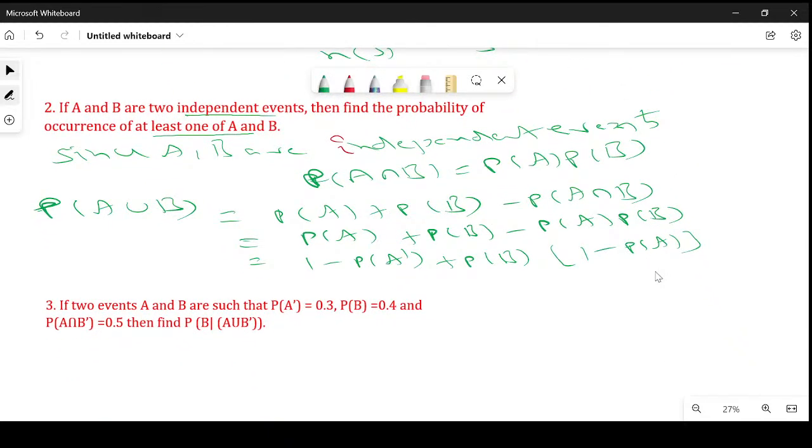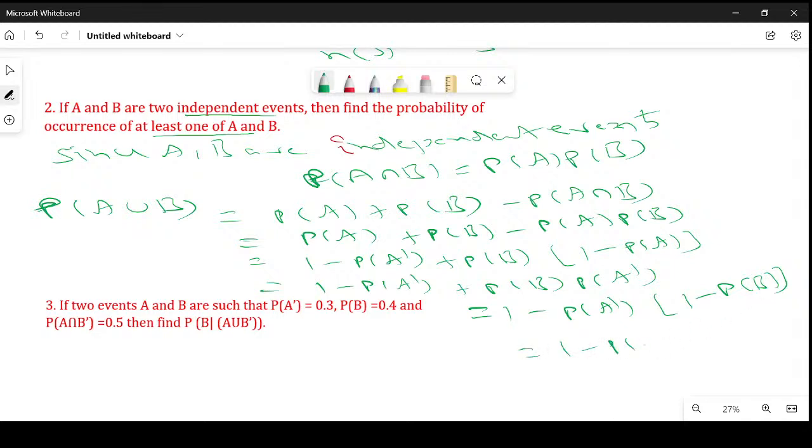Here you can think about it. When I have taken this, I can write 1 minus P of A dash plus P of B into this, which will be P of A dash. Correct. So from these two, I can take P of A dash common, which is equal to 1 minus P of B, and 1 minus P of B is nothing but P of B complement. So 1 minus P of A complement into P of B complement.